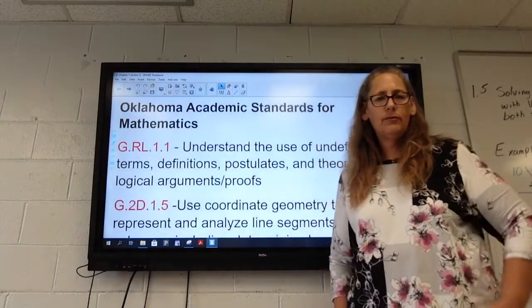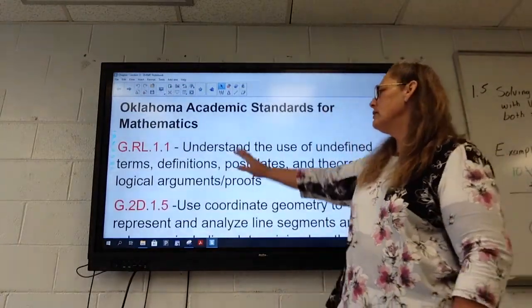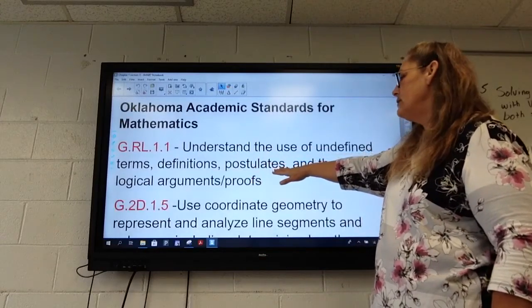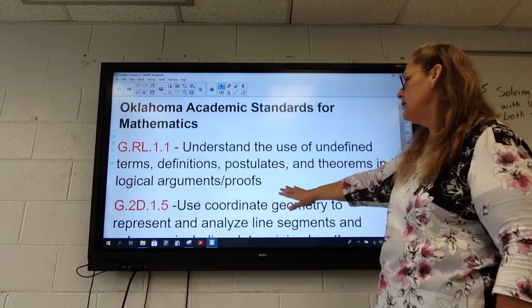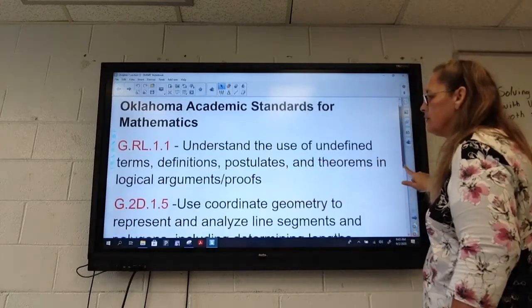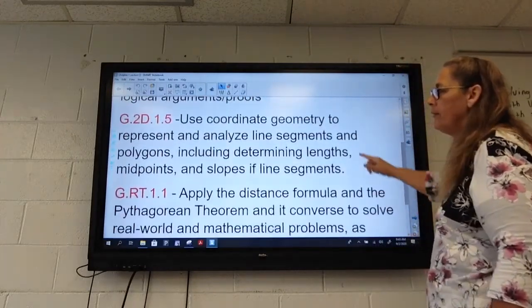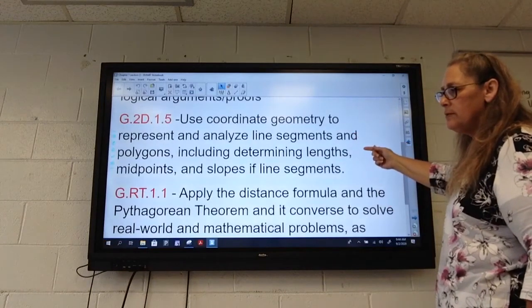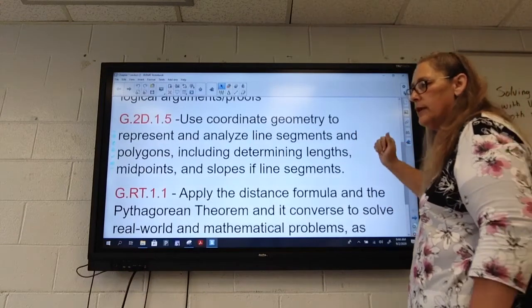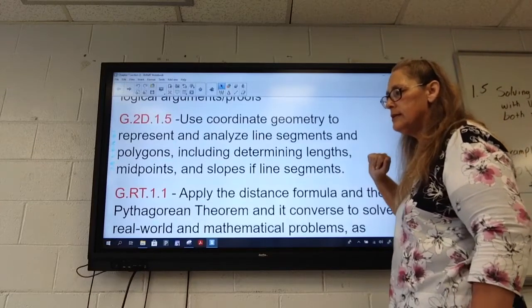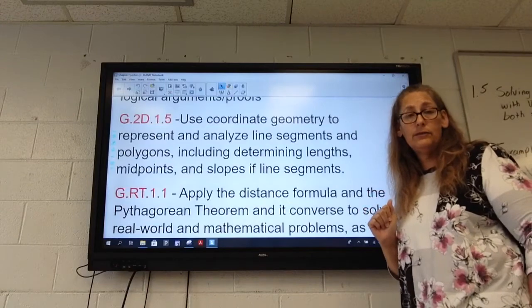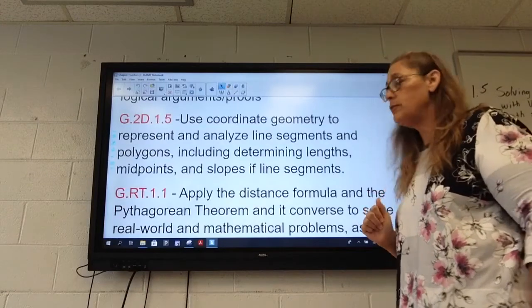Okay, let's look at Chapter 1, Section 3. Our standard is the same as it was in the last two. Understand the use of undefined terms, definitions, postulates, and theorems and logical arguments and proofs. 1.5, we're going to use coordinate geometry to represent and analyze line segments and polygons, including determining lengths, midpoints, and slopes of lines. And the slopes is the same as it was in Algebra 1.